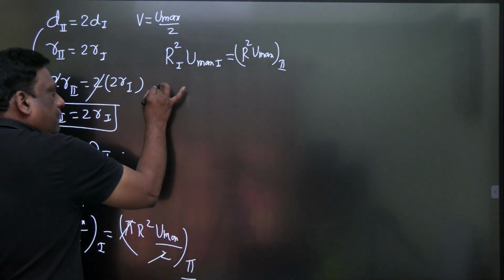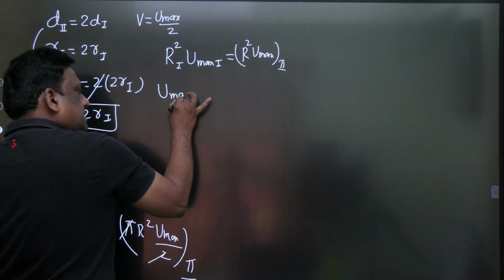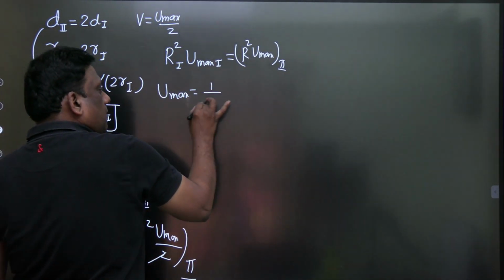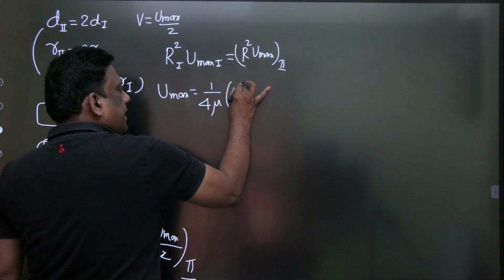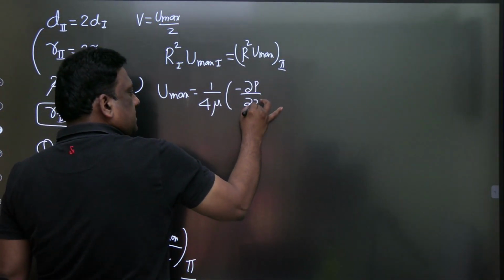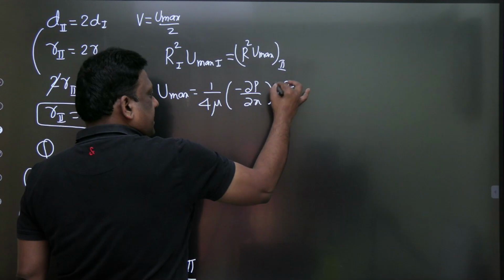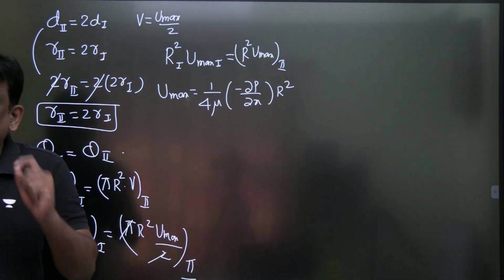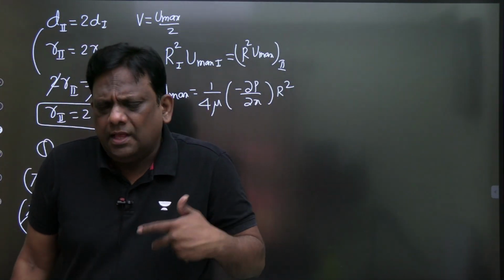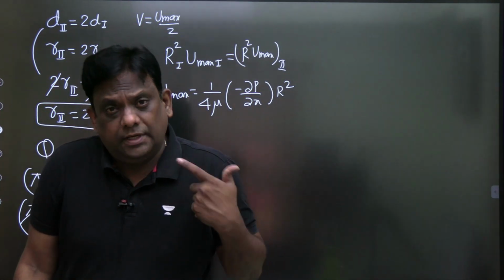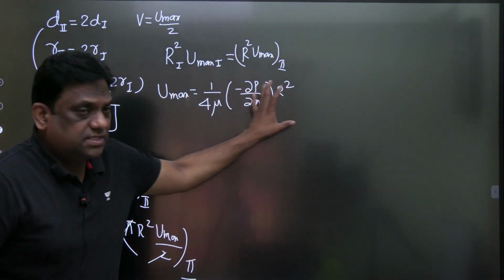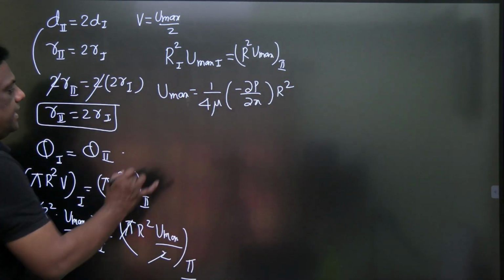Wait. I have already given you the equation for maximum velocity. It is u max equals 1 by 4 mu into minus dou p by dou x into capital R square, where R is the radius of the pipe. I have derived this equation already. Now it is a question series, therefore I am not deriving the equation again. Let us put it here.